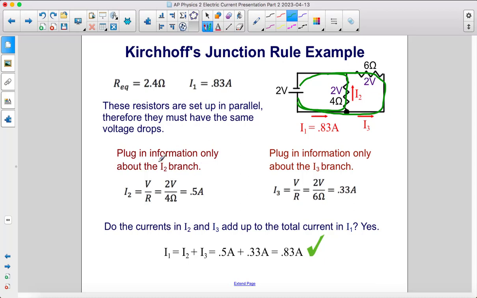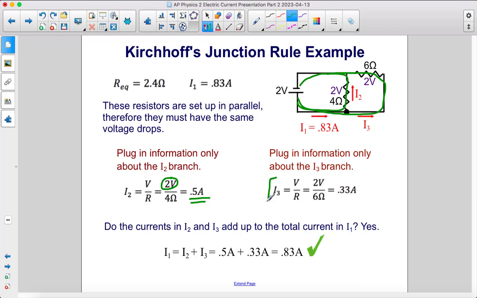So we can plug information into Ohm's law about each resistor, or about each branch. So here, I2, we go through 2 volts of voltage here. That's how much we drop in that branch. And the total resistance of that branch is 4 ohms. So therefore, 0.5 amps of the 0.83 amps go this way. That means the rest of the current goes to the right here.